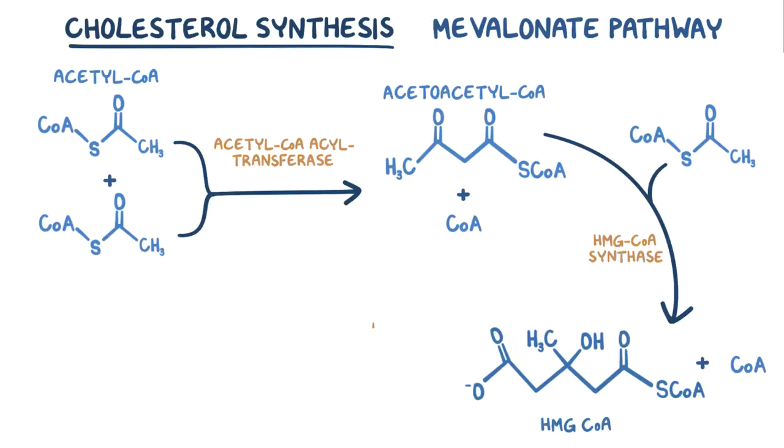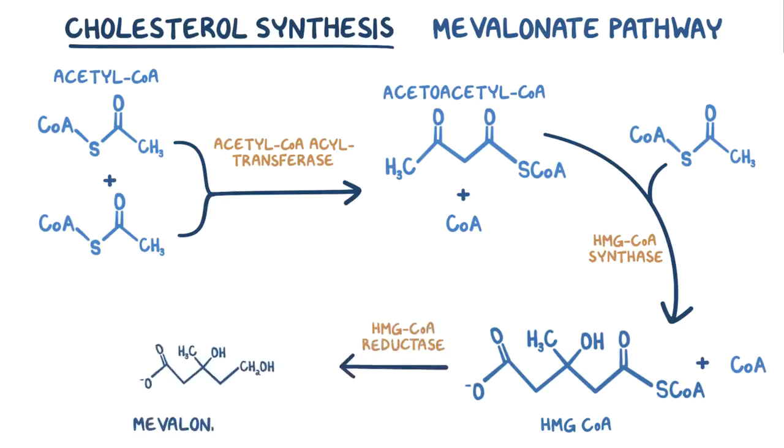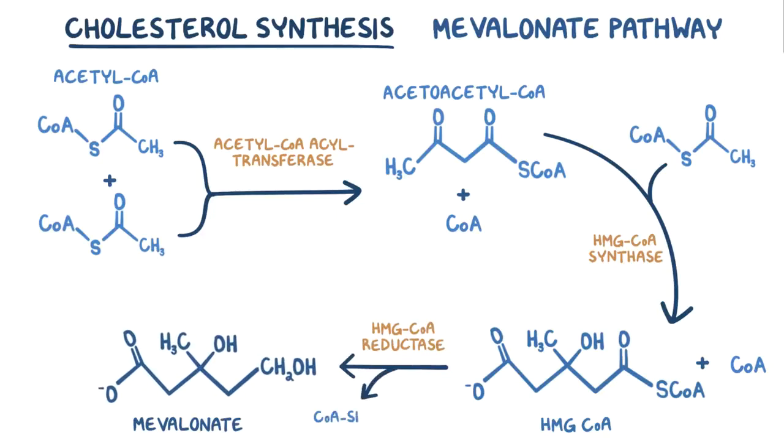Then an enzyme called HMG-CoA reductase reduces HMG-CoA into mevalonate by removing a CoA SH and a water molecule. This step with HMG-CoA reductase is the rate-limiting step of cholesterol synthesis. In other words, the rate of this reaction determines the overall rate of cholesterol synthesis. It's like the slowest step in the assembly line for a factory.